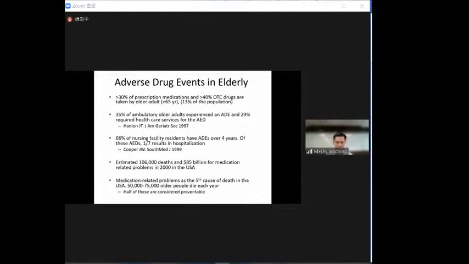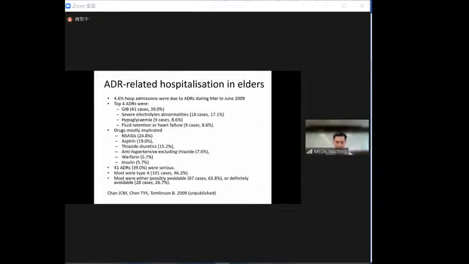Overall, the adverse drug reactions leading to hospitalization, and the healthcare utilization and resource use, are tremendous. All right, and then many of them may experience major events and also death. So medication-related problems are the 5th cause of death, and account for about 50,000 to 75,000 older people dying each year in the United States.